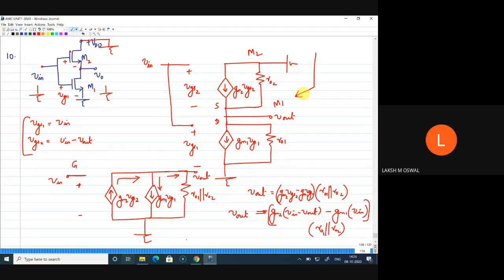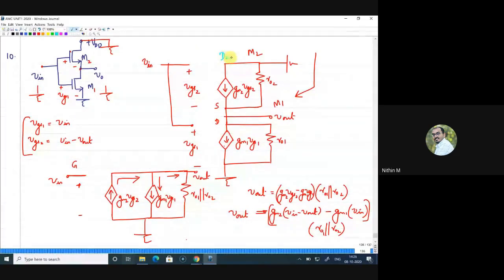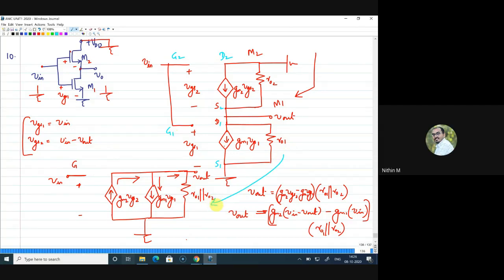So here also source. This one I'll mark. This is drain. I'll use a different color. This is drain of M2. This is source of M2. This is drain of M1. This is source of M1. This is gate of M2. This is gate of M1. Is that clear, Laksh? Yes, sir. Now the transition from here to here I have done just for simplification. Or you can try here itself. No need to draw this diagram.